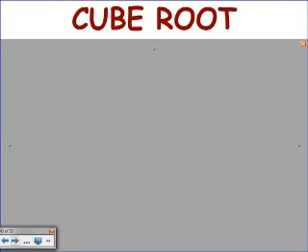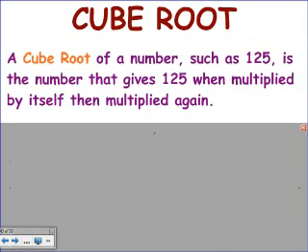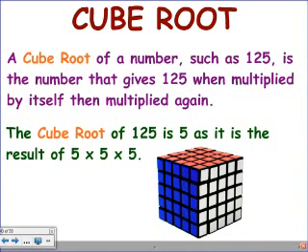Cube root. Don't worry, nearly finished. I'm trying to stay awake for that last 10 minutes. Okay? Cube root. What's a cube root? The three numbers that come to it. Good. So it's the number that gives you the cube number. Okay? So, for example, the cube root of 125 is the number 5, because I know the other way round, 5 times 5 times 5 is 125.